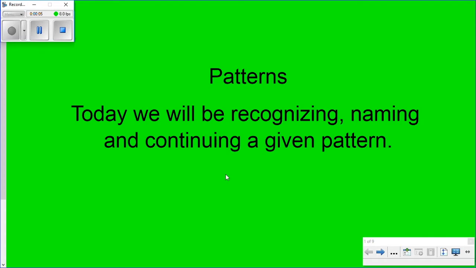Hello! Today we're going to be working on patterns. So today we will be recognizing, naming, and continuing a given pattern. Let's take a look.